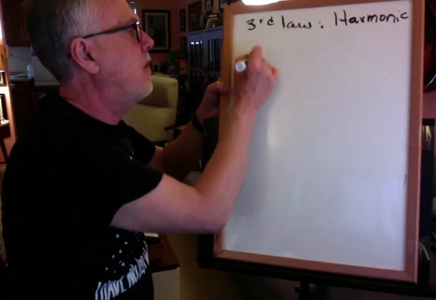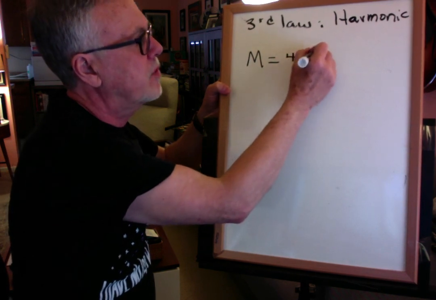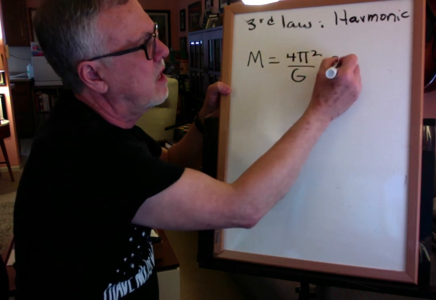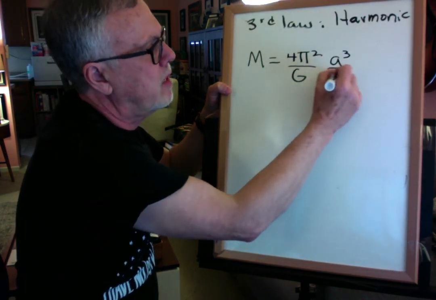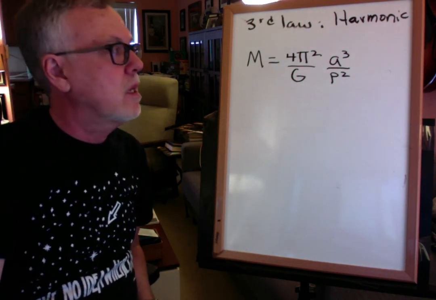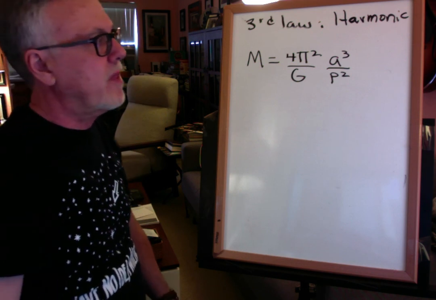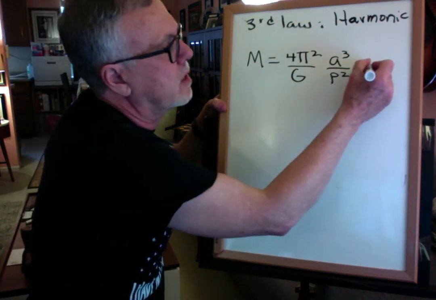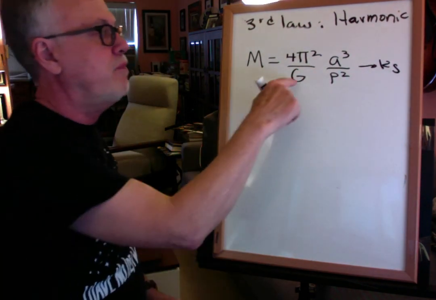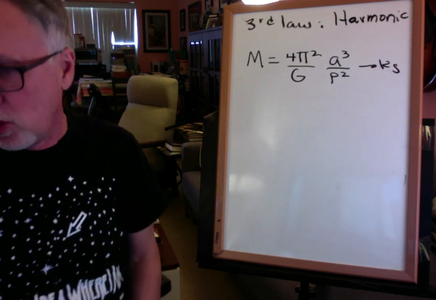So the mass of the moon is equal to 4 pi squared over G, a cubed over p squared. Remember, a has to be in terms of meters, p has to be in terms of seconds, and know that everything will come out in the right units of kilograms. And I gave you the value of big G. So let me be a little bit more cautious and let you know about this.